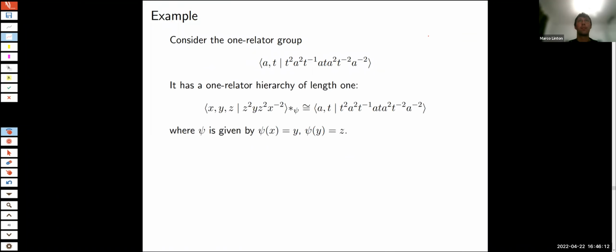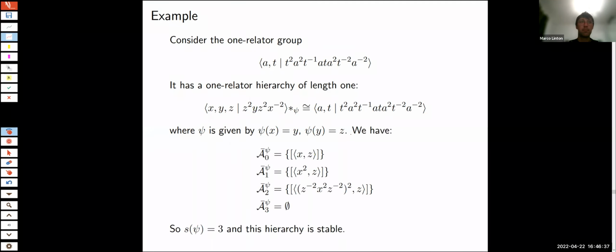So we take this one-related group, and we get a one-related splitting of this one-related group, which looks something like this. This group splits over, it was a one-related group with 3 generators and this relation here, and the identifying isomorphism maps X to Y and Y to Z. Then we can compute these stable numbers.